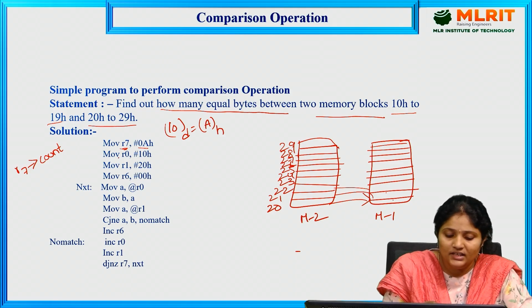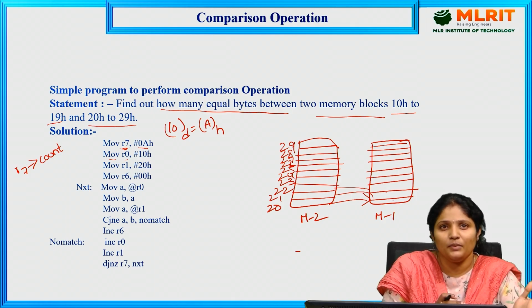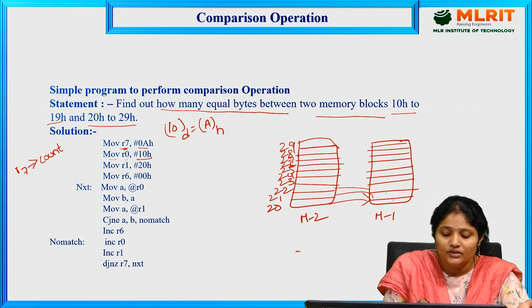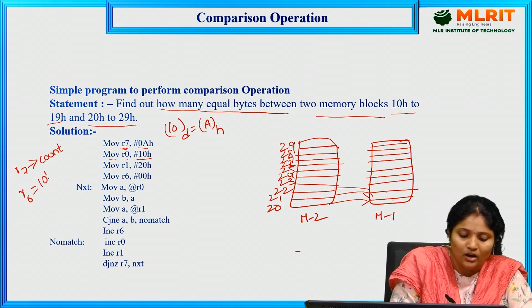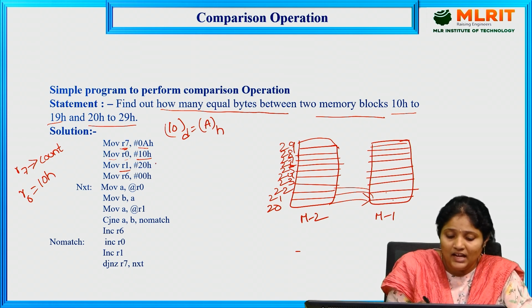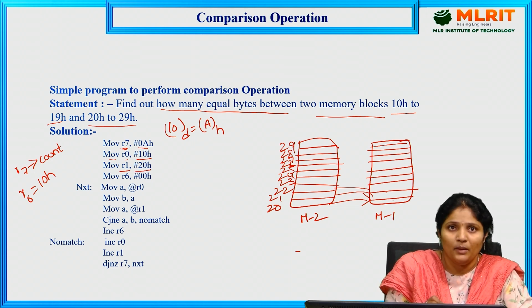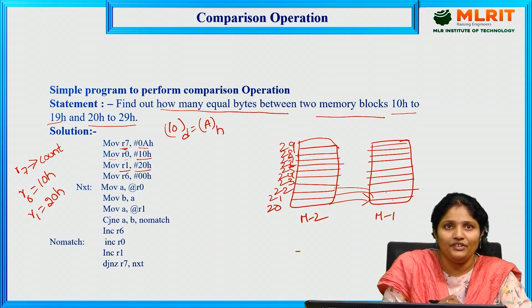Coming to the next one, MOV R0, #10H. We can't compare the two numbers in memory itself, so we need to move the data from memory through registers. The registers I am using transfer the data from the first memory location. I am loading the 10H address into the R0 register, so now R0 has the 10H address location. Similarly, R1 is loaded with the 20H address location, the second memory location.